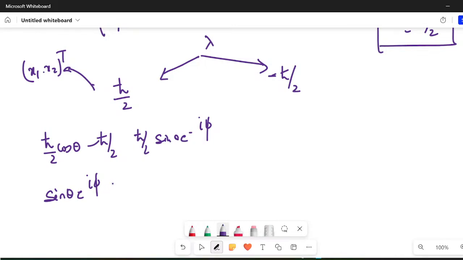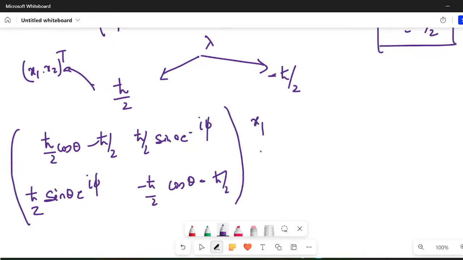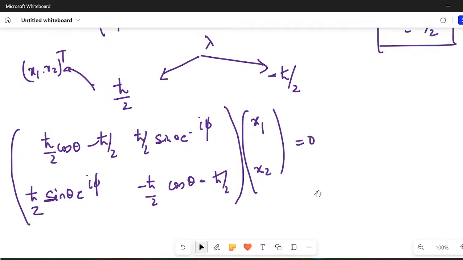I had h cut by 2 also coming here, and then I will have minus h cut upon 2, then a cos theta and minus h cut upon 2, and then you have this (x1, x2) written here, and this all equals what? 0. What does it imply?